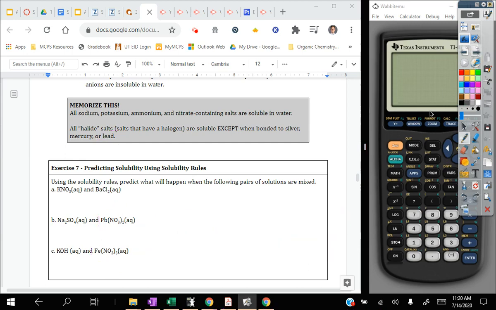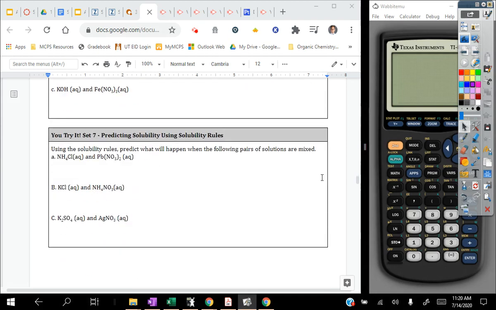Okay, go ahead and try to do the same on You Try It, set 7. Remember to keep in mind that silver, lead, and mercury containing salts are typically insoluble when they have halides bonded to them.